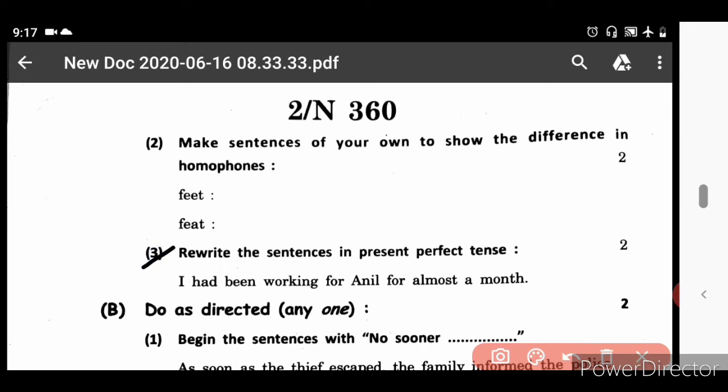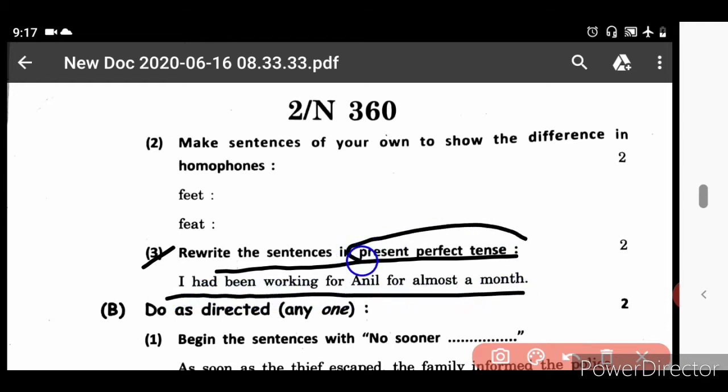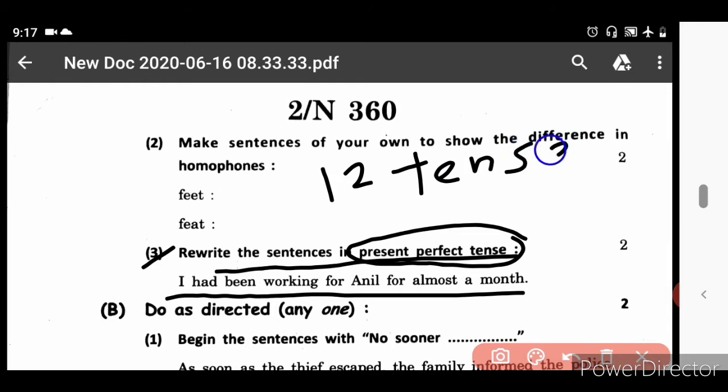The third question is: rewrite the sentence in present perfect tense. They have given a sentence and we have to convert it into present perfect tense. Friends, we have to learn 12 tenses. How many tenses? 12: simple tenses, continuous tenses, perfect tenses, and perfect continuous tenses. And this question is for 2 marks.